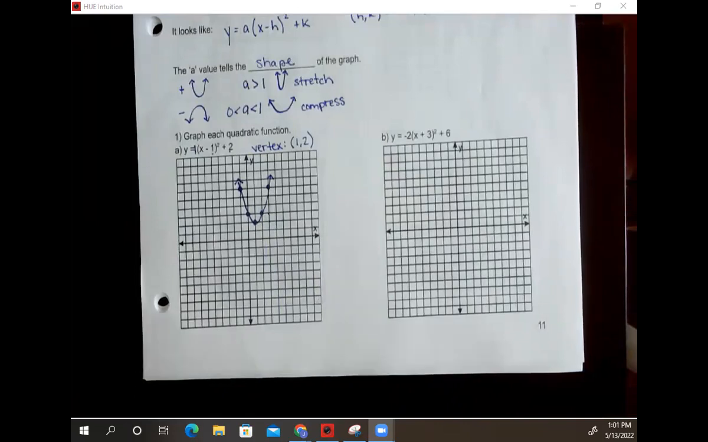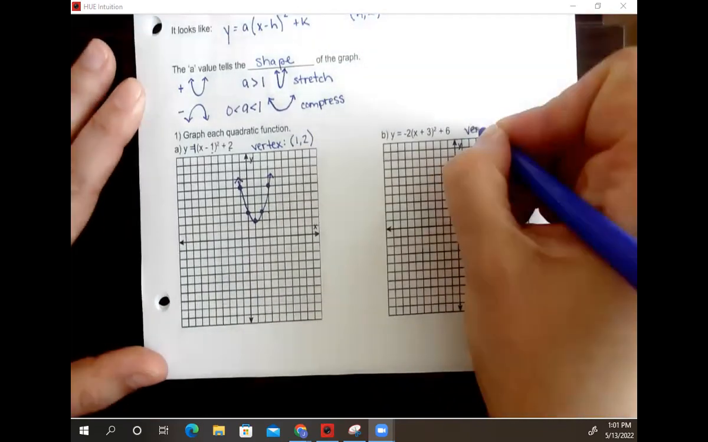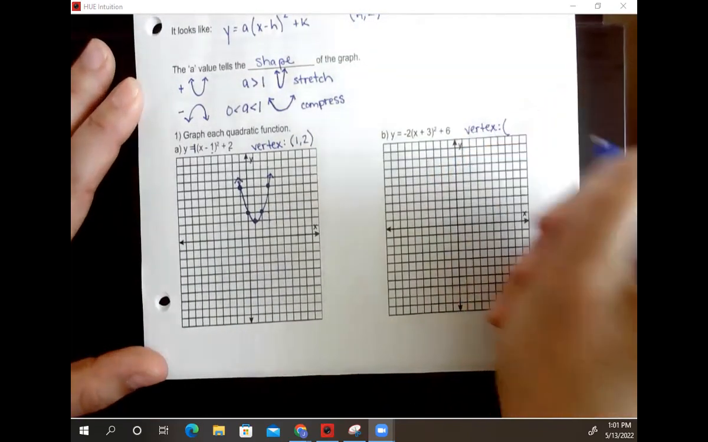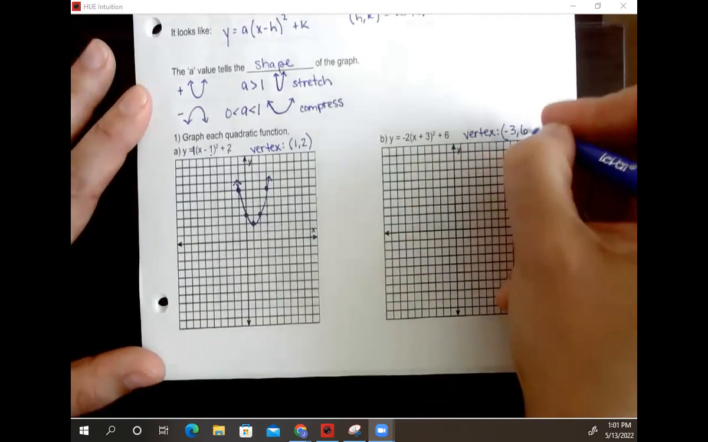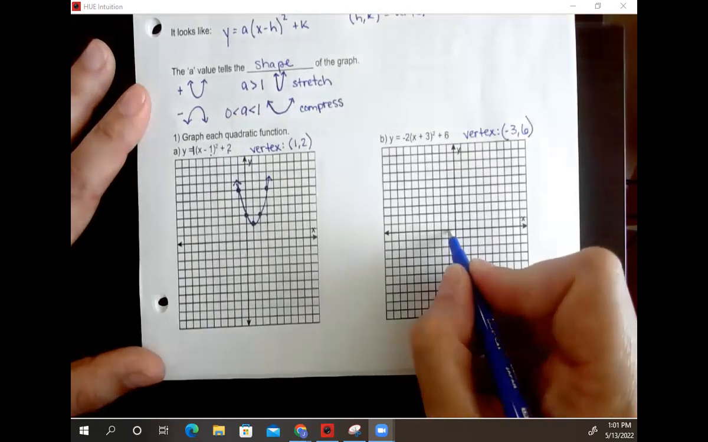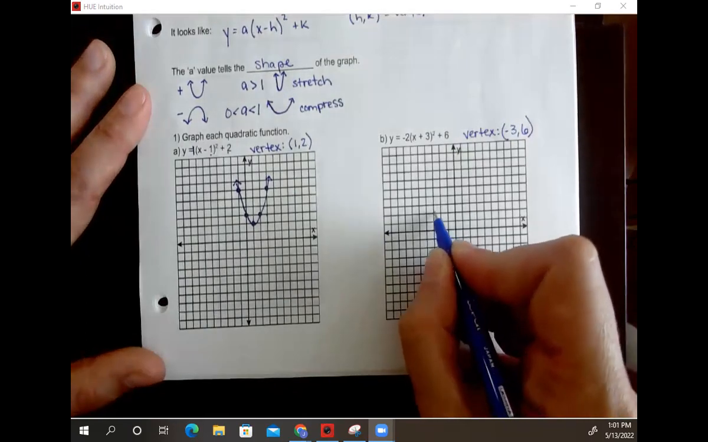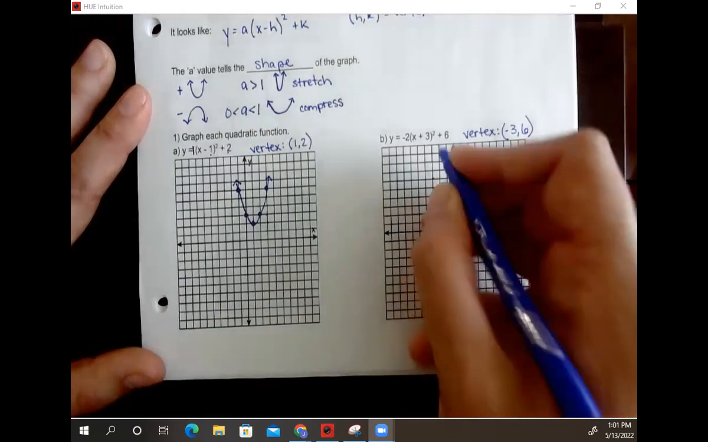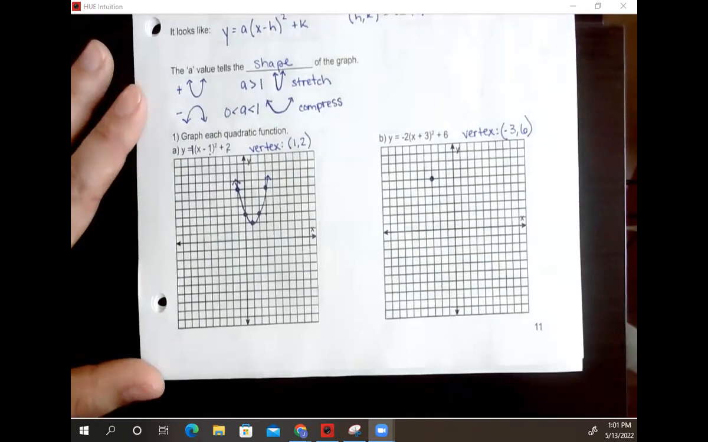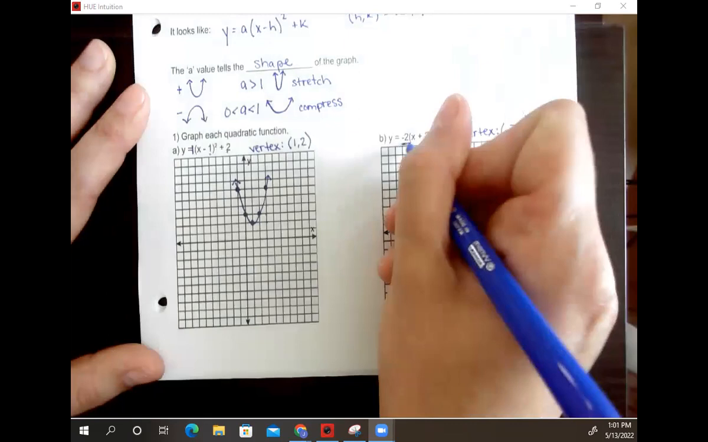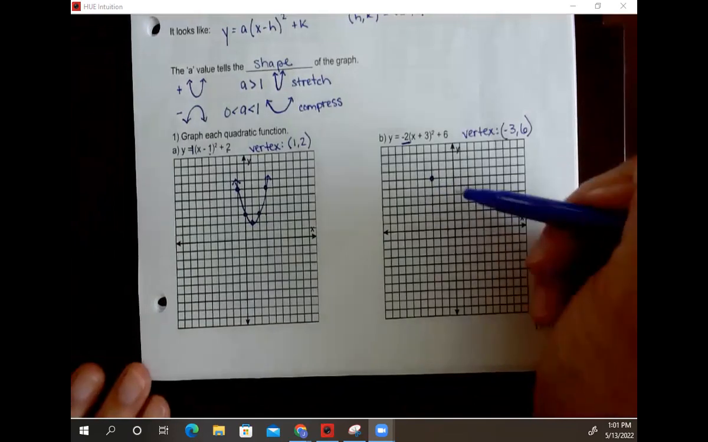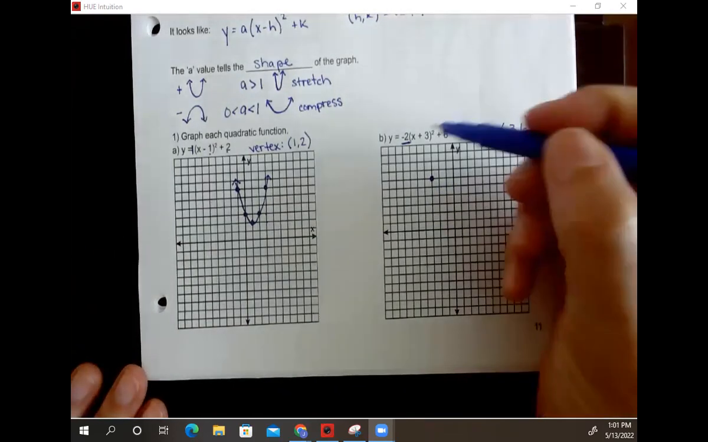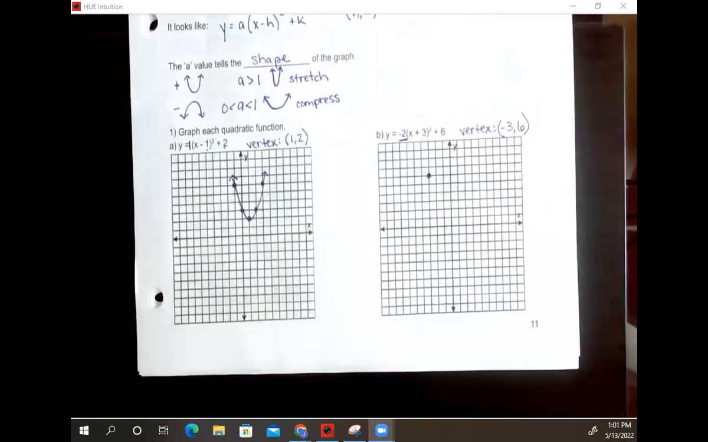For B, same idea. I want to start with my vertex. So my vertex here would be -3, 6. 1, 2, 3, 1, 2, 3, 4, 5, 6. Plot our point. And then we look at that lead coefficient to determine the shape of our graph. Since this number is negative, our parabola is going to be upside down. It's going to open down. Since I've got a 2, it's going to be stretched.